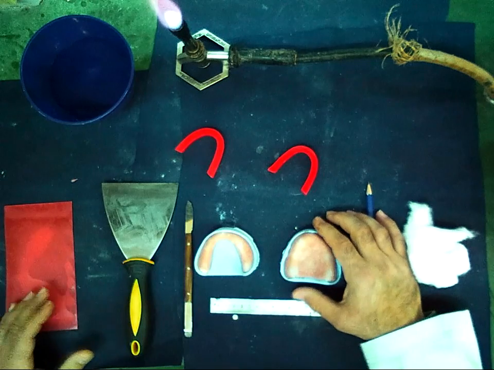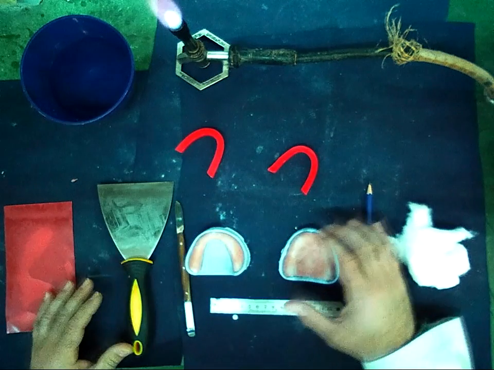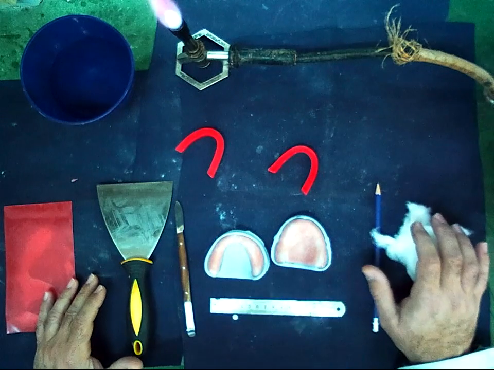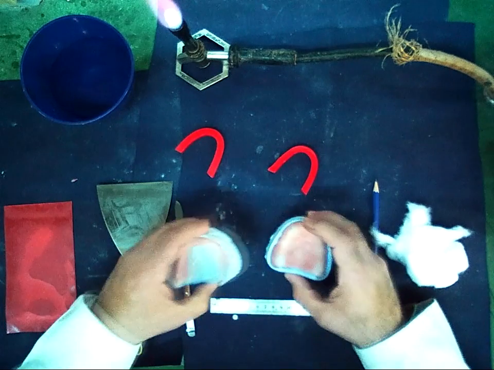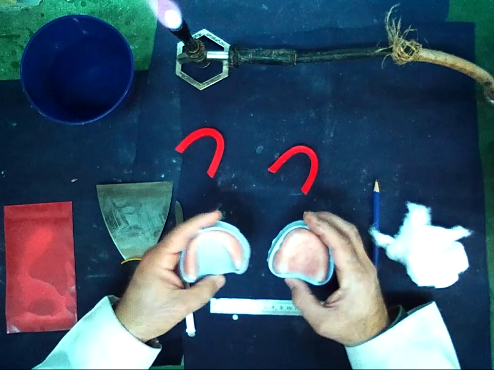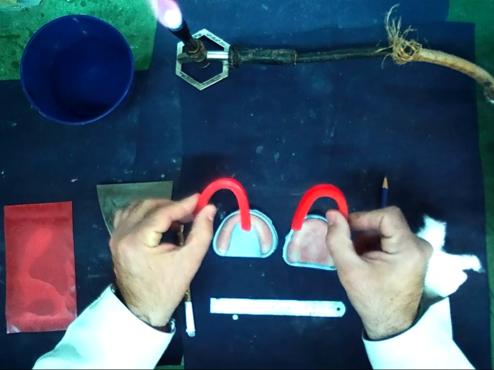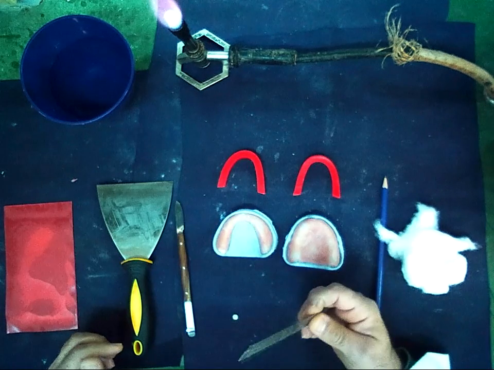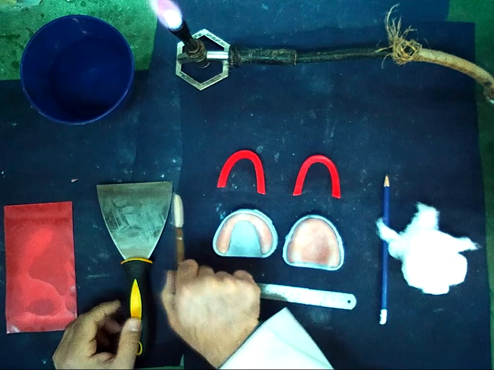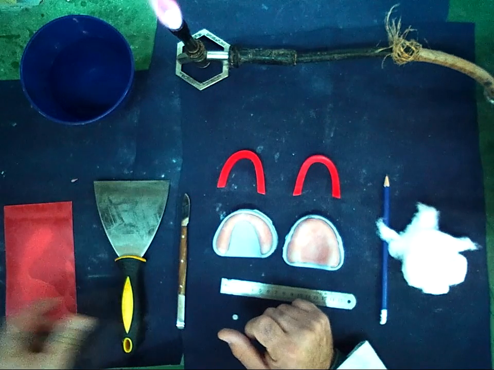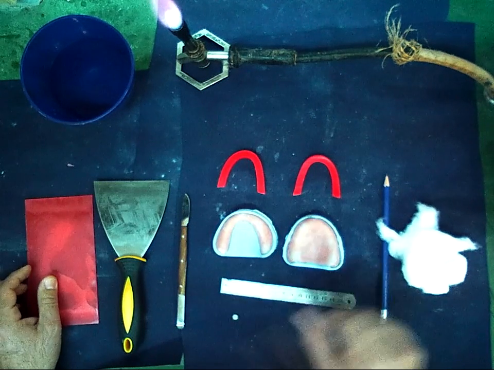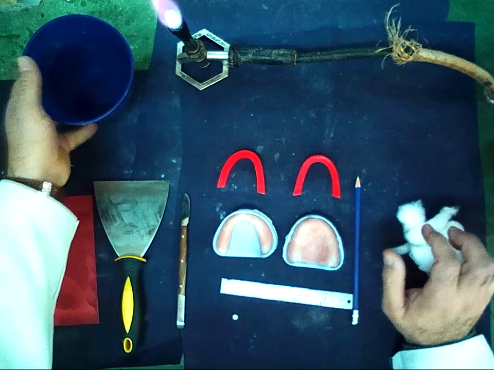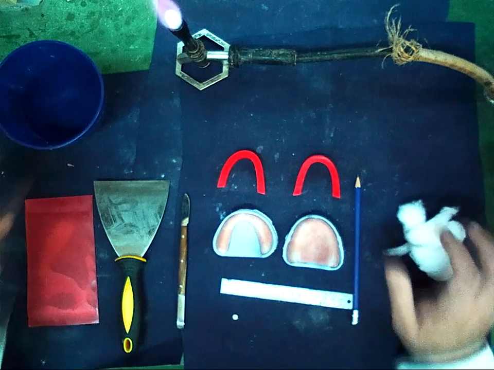Our demonstration today is the vitrin. This is the equipment we needed for making the vitrin: upper and lower record base, wax trim for the upper and the lower vitrin, ruler, wax knife, stainless steel plate, sheet wax, pencil, piece of cotton, and rubber ball filled with water.